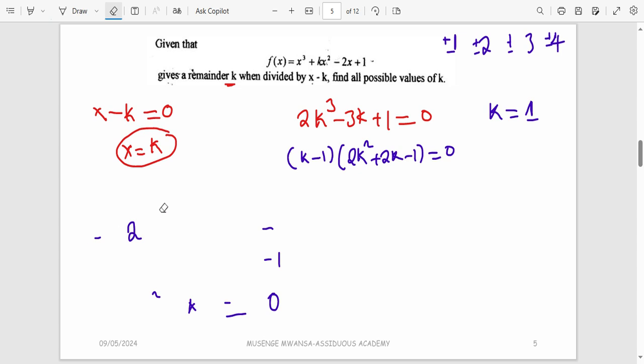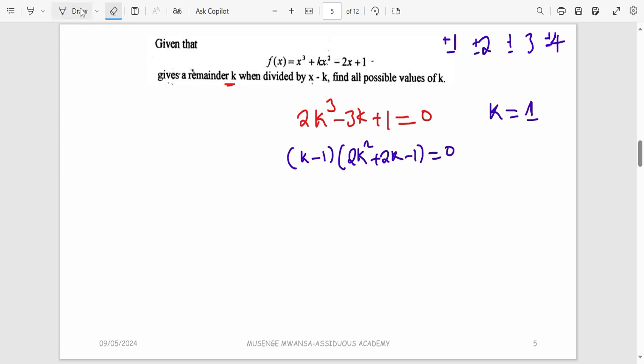And then now let's see what we are going to get. We're supposed to factorize again the 2k squared plus 2k minus 1. That's a quadratic. So for that one, you're supposed to look for the product and the sum. The product is negative 2. The sum is 2. Are there two numbers that you can multiply, you get negative 2, and if you add them, you get a 2? Do you know of any two numbers? So there is no.